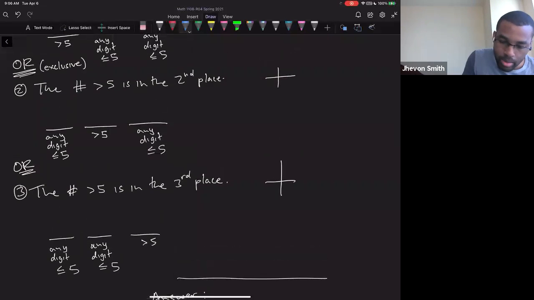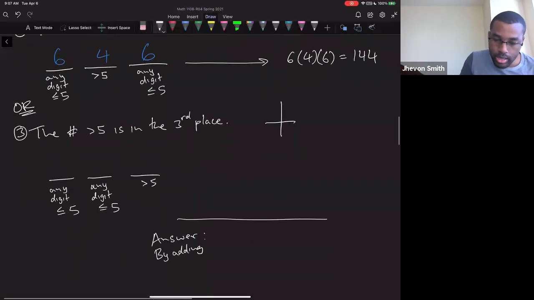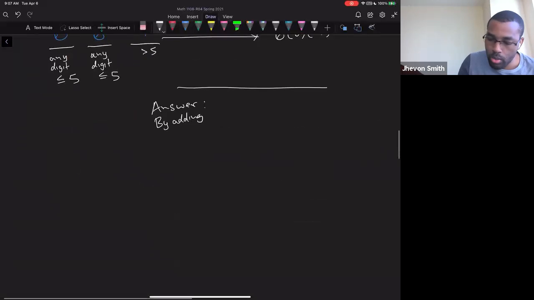Similarly here, we're going to have the same thing. There are going to be 4 options here, but 6 options there and there. So that's going to lead to 6, 4, 6, that's also 144. Similarly here, we're going to have 4 options here, but 6 in the other 2. That's going to lead to 6, 6, 4, also 144. So here, we would just have 432.